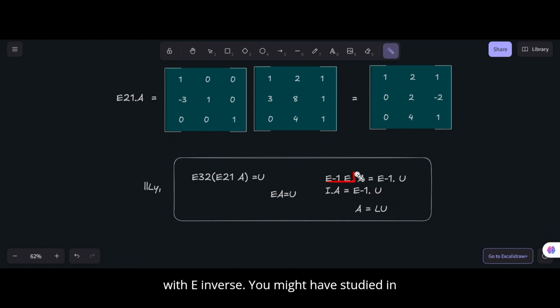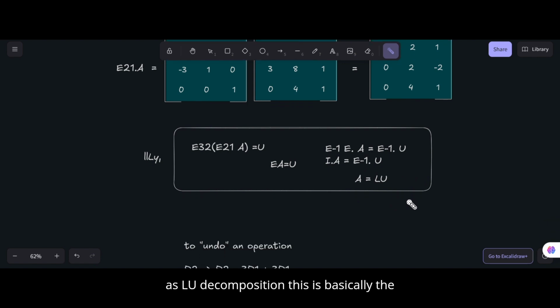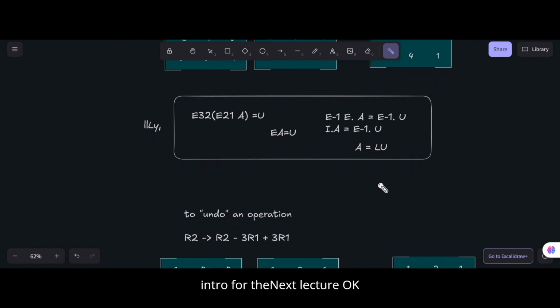You might have studied in high school what the result of this would be, the identity matrix. And this one becomes E inverse U. So I can denote my E inverse with L as well, and this is known as the LU decomposition. Basically, I have decomposed my A into a lower triangular matrix and an upper triangular matrix. L is a lower triangular matrix. So this is known as LU decomposition. This is basically the intro for the next lecture.